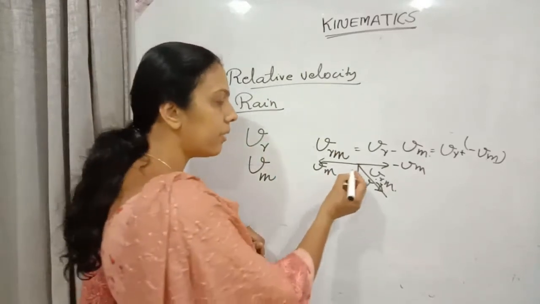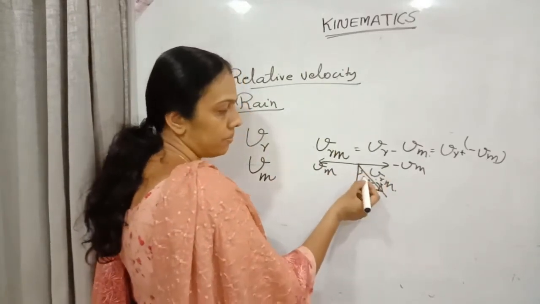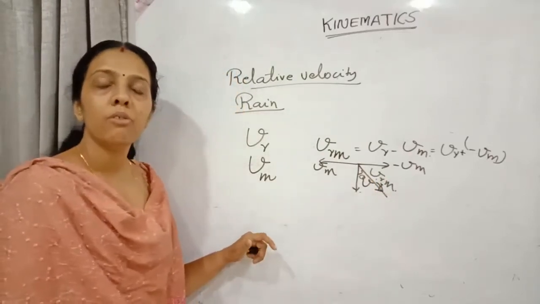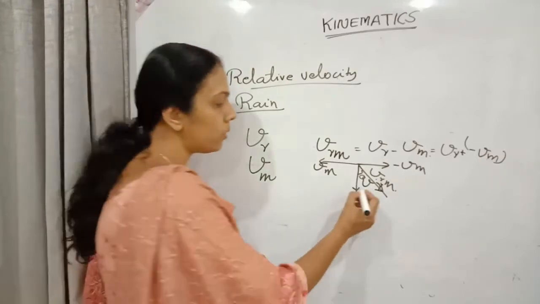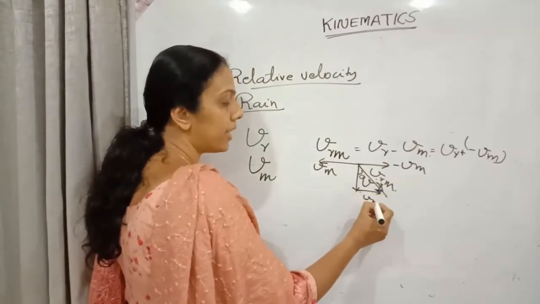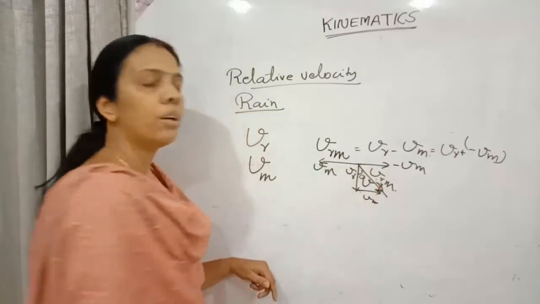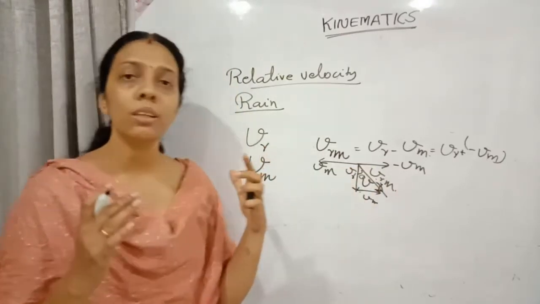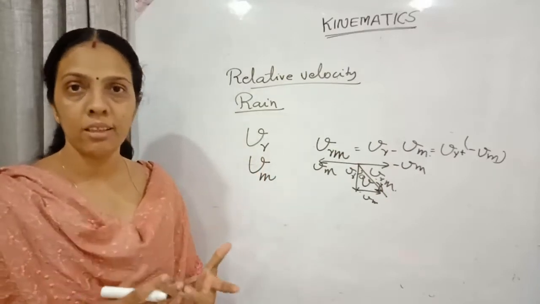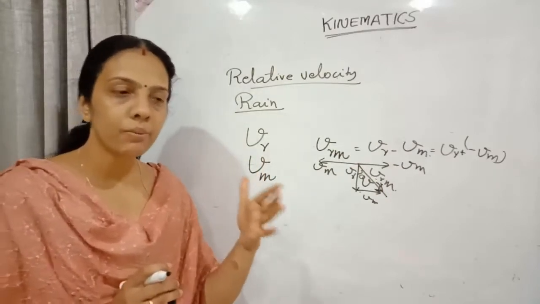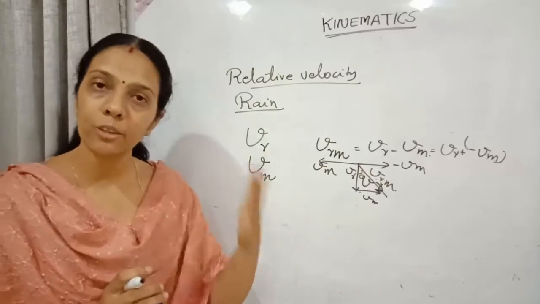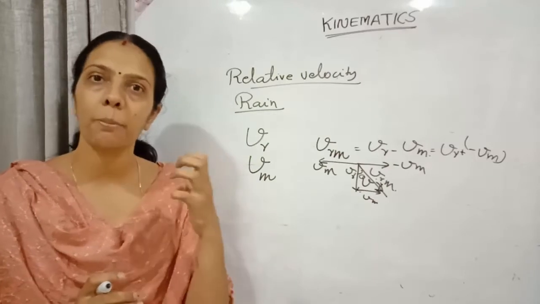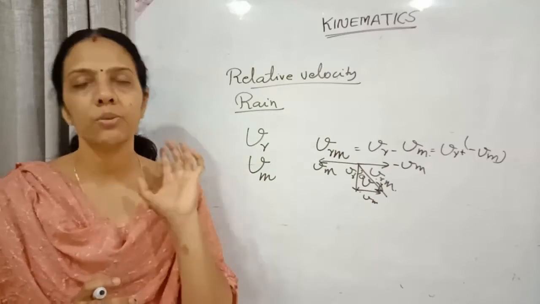Or we can find the theta with respect to the rain. What will be the value of theta? For that you need to find tan theta. Opposite side Vm divided by VR will give you the tan theta value. Clear? So this is how we will be finding the relative velocity of rain. A person is traveling with a particular velocity and rain is also moving. If both are moving, we should hold the umbrella in the direction of relative velocity.